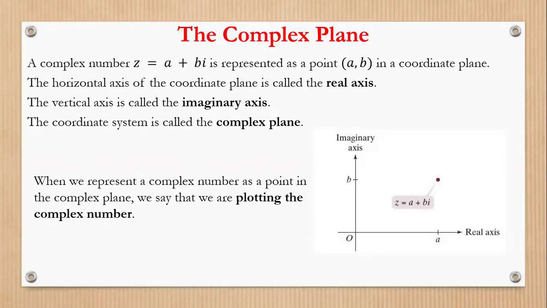And if we want to show that point on the coordinate plane, it has to be on a complex plane, where the x-axis is the real axis, and the y-axis is called the imaginary axis. When we want to show the point, a, which is the real part, is on the real axis, b, which is the imaginary part, is on the imaginary axis, and then we can find the point of a plus bi.